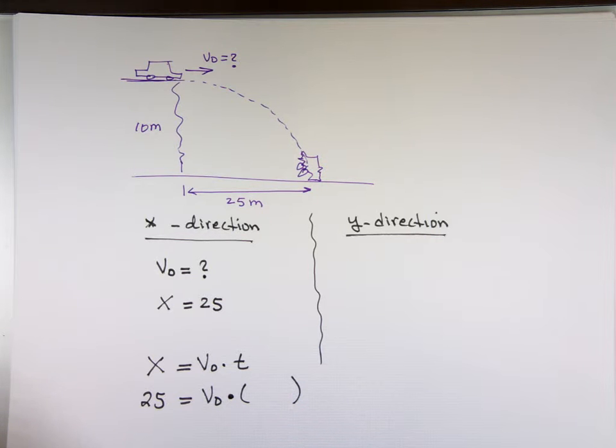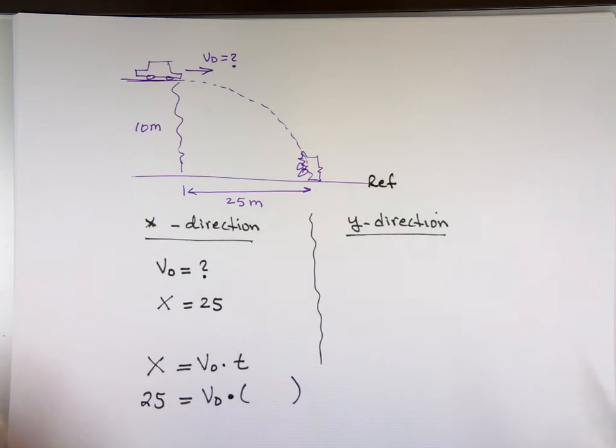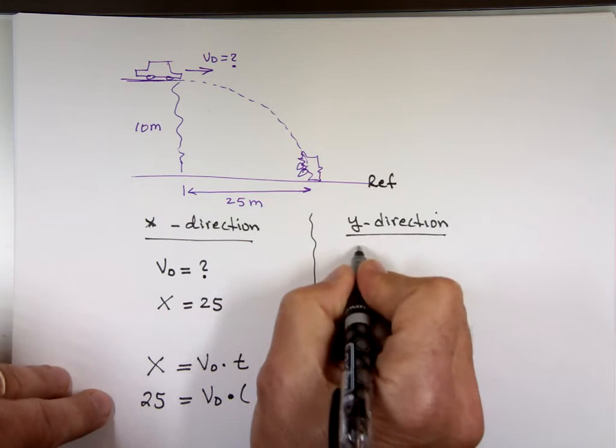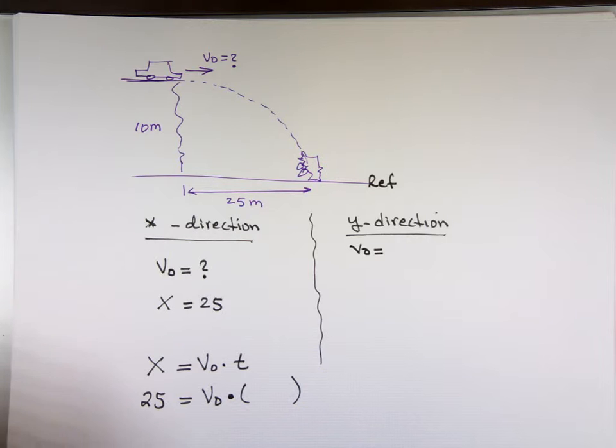Okay, let's look at the y direction. Let me use the ground as reference for height here. What do we know about the car? What was the initial velocity in the y direction? I'm looking for the speed, how fast the car was going up and down in the y direction. 0 when it went off the cliff. It wasn't going up and down. There was no angle to that road.